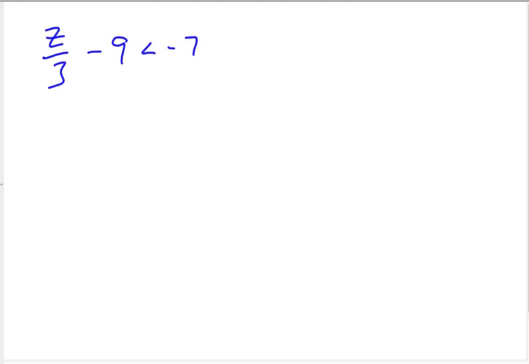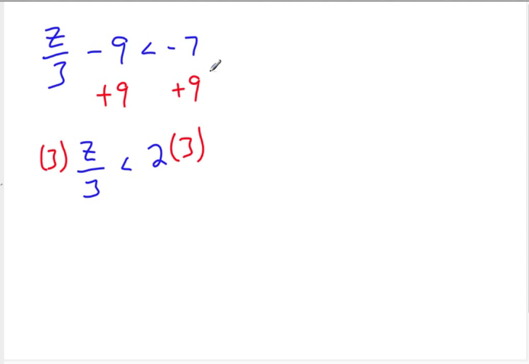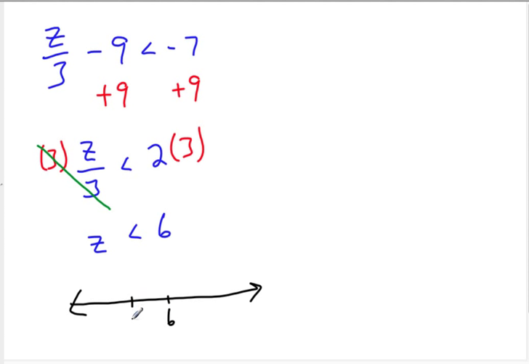Alright, next one. We're going to add 9 to both sides first, leaving us with z over 3 less than 2. Now we multiply both sides by 3. The reason we do that is it cancels out the 3, leaving us with z, which is what we want, and 6 on the other side. Graphing that, we've got a 6, and we want to show less than 6. Now this is an open circle because 6 is not part of the answer, but it is the boundary. Because 5.99999 is an answer.